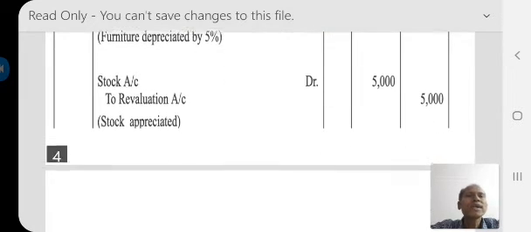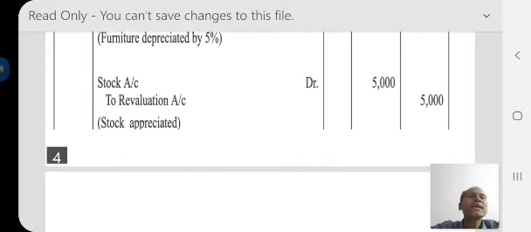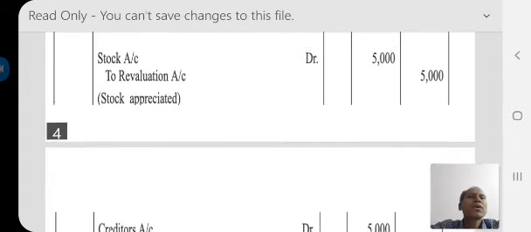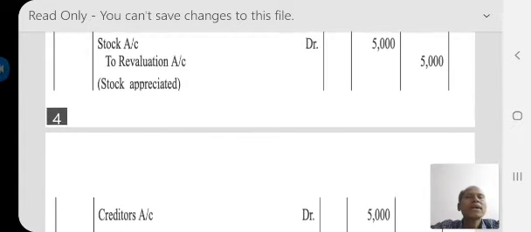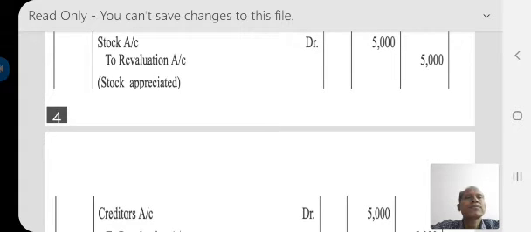And if you go to the next one, stock is increased. So revaluation account should be credited. See entry. Stock account debit to revaluation account 5,000, only 5,000 appreciated. So stock is appreciated. Clear? Yes, it is increased. So the revaluation account is credited.